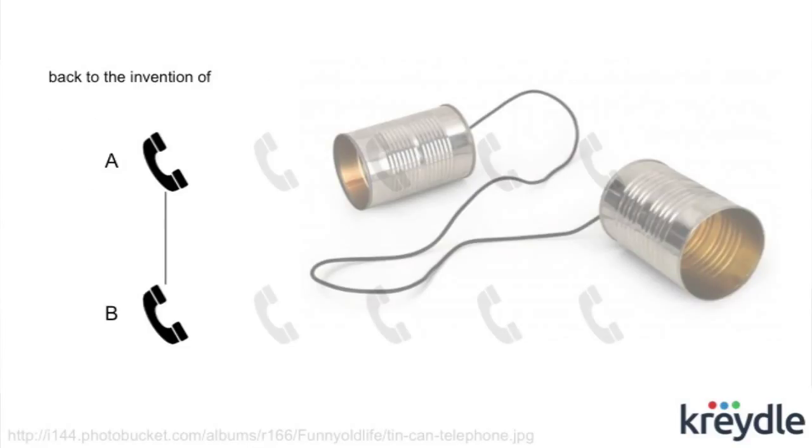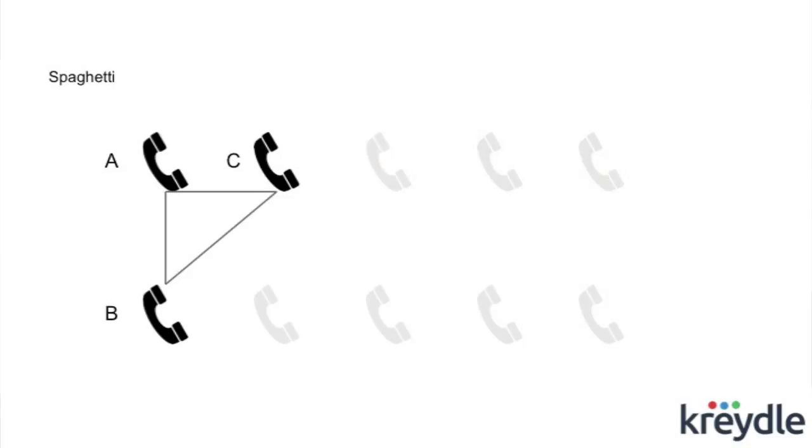Let's say we have two telephones, telephone A and telephone B. How do we connect each telephone? We just have one wire. And then we add one more telephone. You see, from the basic thing, there is no spaghetti. And then it becomes spaghetti. Why did it happen? Okay, we add one more telephone.